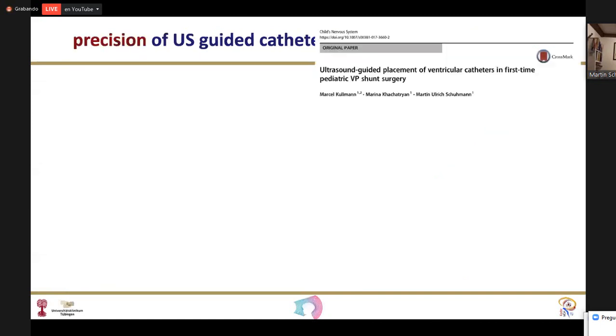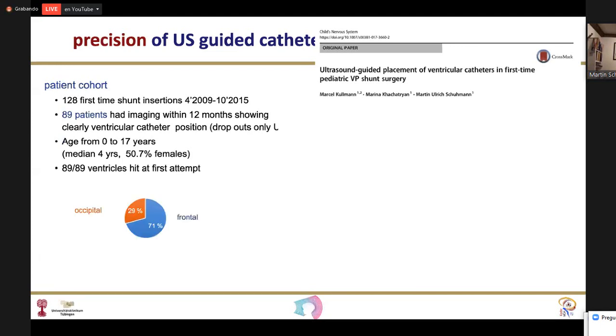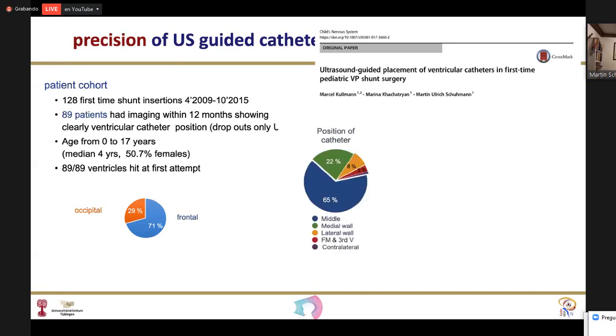Talking about position, the question is, does position actually matter, and how precise are we with this ultrasound-guided placement? We investigated this in 128 first-time shunt insertions, 90 patients. We had enough follow-up. First-time shunts, mean age 4 years, and we hit 89 of 89 ventricles in the first attempt, mostly frontal catheters. The position of the catheter was in 65% ideal, in the middle of the ventricle, not close to any wall. And only in 3% we were not in the ventricle, which we actually intended. We were too deep down in the foramen magnum or the foramen monoid third ventricle or contralaterally. So 89% of the catheters were in the intended ventricle, 65 in best position.